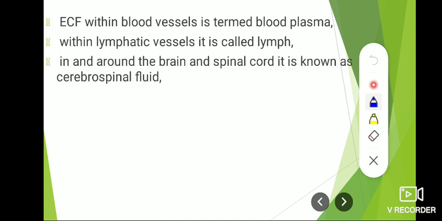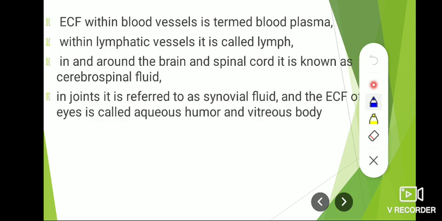In and around the brain and spinal cord, it is called cerebrospinal fluid, that is CSF. In the joints, it is called synovial fluid. And ECF of the eyes is called aqueous humor and vitreous body. So simply, whatever fluid is outside our cell is called extracellular fluid. Names are different according to location.